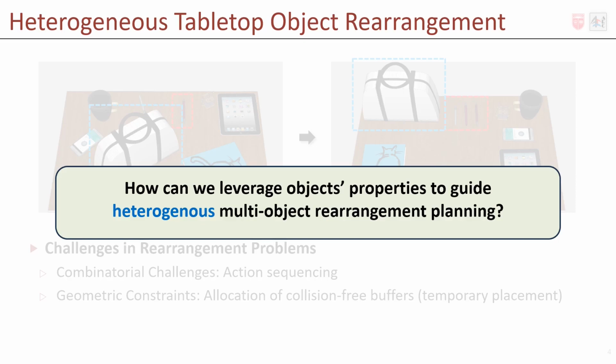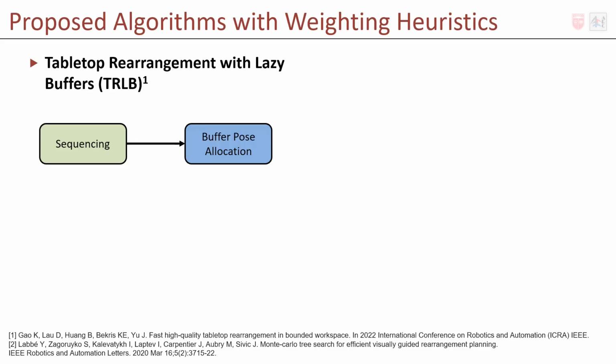In this paper, we propose heuristic functions based on the object size and shape. And we also investigate ways to integrate the heuristic function to the combinatorial planner and a Monte Carlo tree search planner. In the combinatorial method TRLB, the general idea is to do sequencing before the buffer allocation.